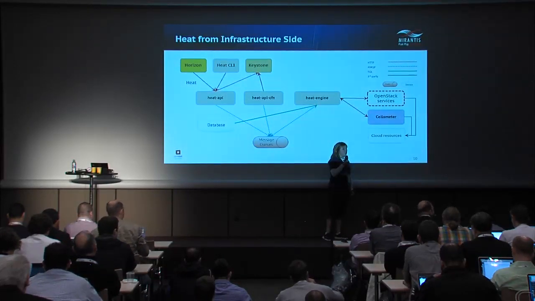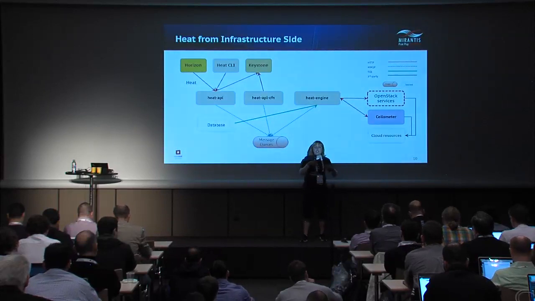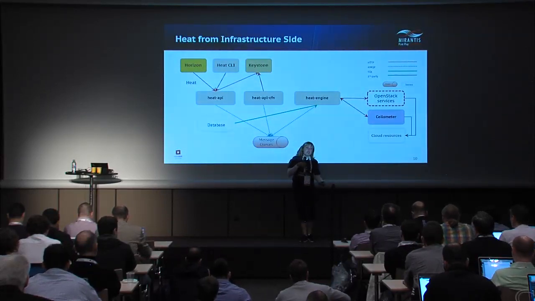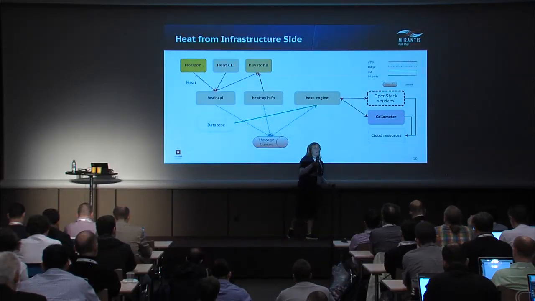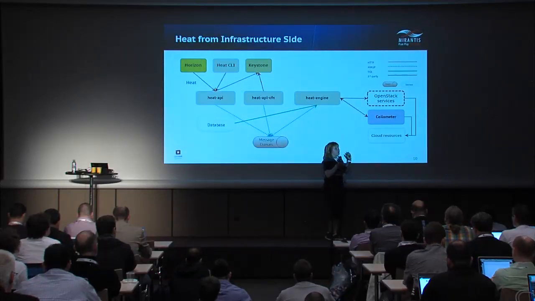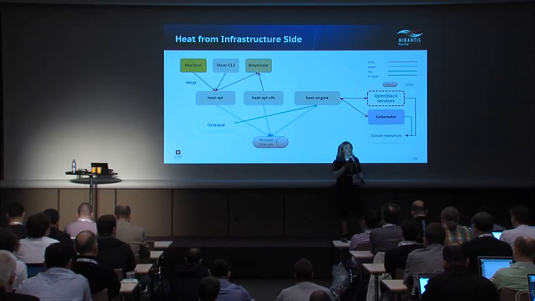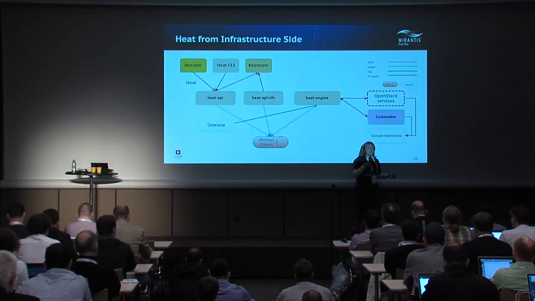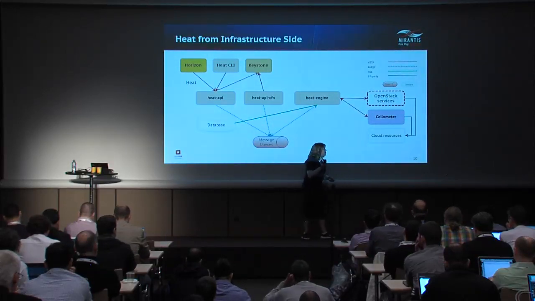Heat also works closely with Ceilometer because they add to each other. So Heat can create Ceilometer metrics and alarms and whatnot, whereas Ceilometer alarms can lead to something happening with Heat. And in the end, we have our cloud resources, which are, again, compute, so VMs, networks, storage, whatnot, that are managed by Heat and monitored and metered by Ceilometer.